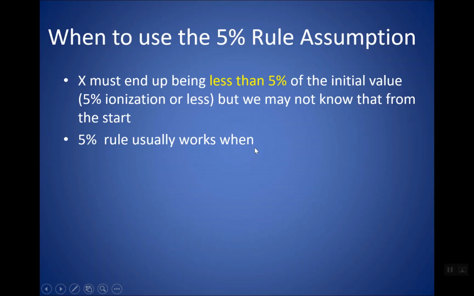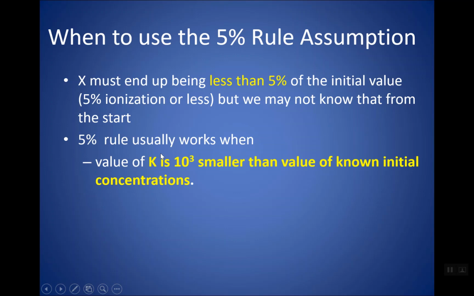Obviously you don't know if it's 5% or less most of the time until after you complete the problem. So you might ask, when can I use the 5% rule, knowing I can do it pretty accurately before solving the whole thing? It usually works when the value of K is 1,000-fold, 10 to the 3 times, smaller than the initial acid concentration.